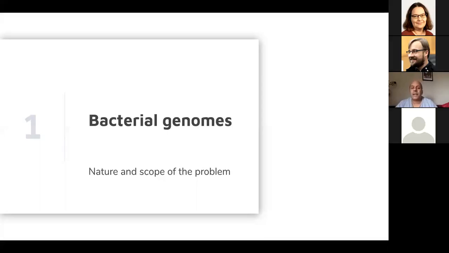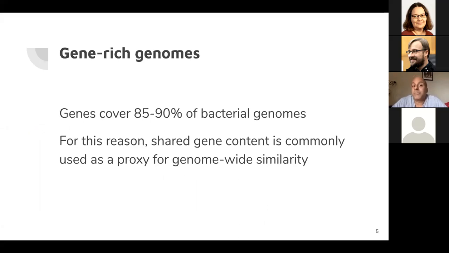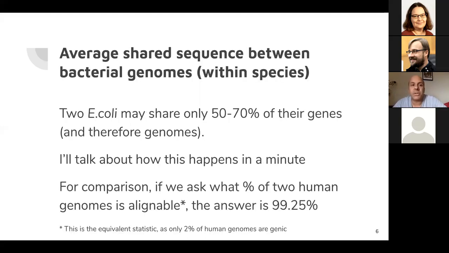So let's start with the nature and the scope of the problem of bacterial genomes. Bacterial genomes are gene rich. Genes cover 85 or 90% of bacterial genomes. For this reason, you can just use shared gene content as a proxy for genome-wide similarity. That's quite handy. It's a kind of language that's used in the microbiology community, or certain parts of it. It's just a cheap way of being able to talk about how similar different genomes are, but it really does incorporate most of the genome.